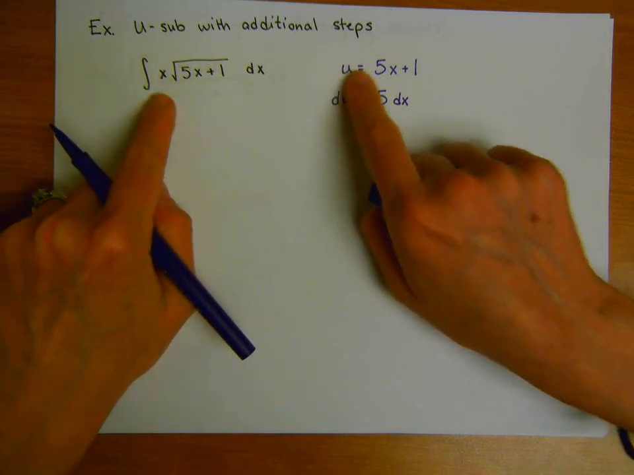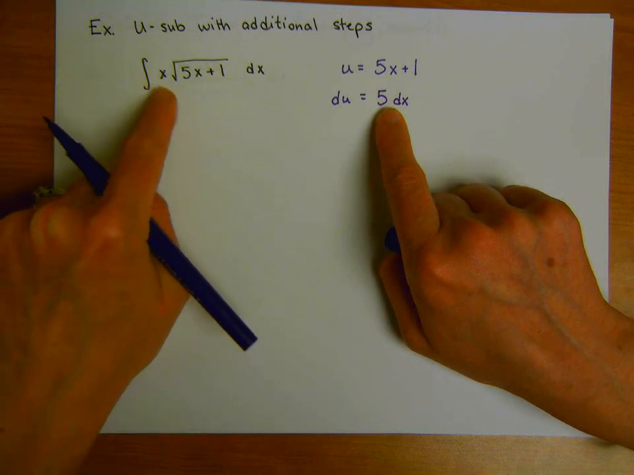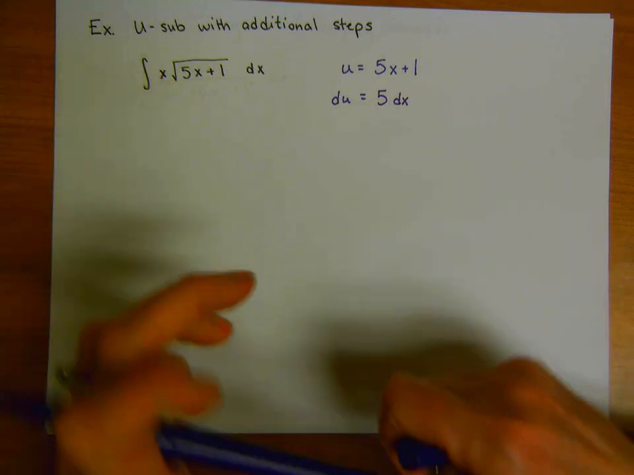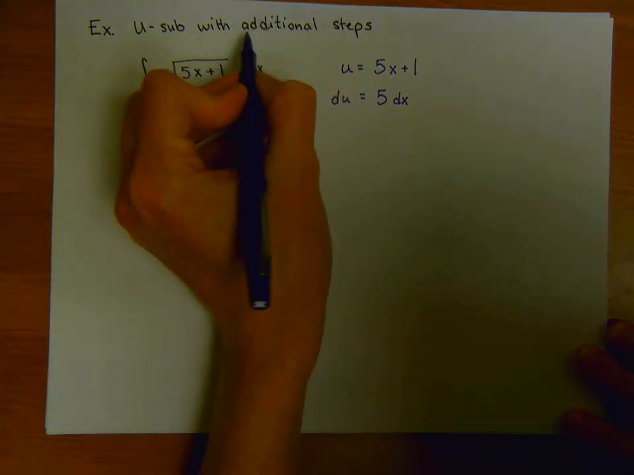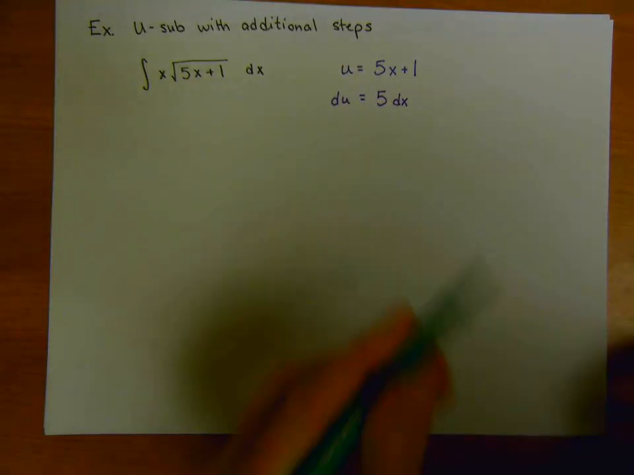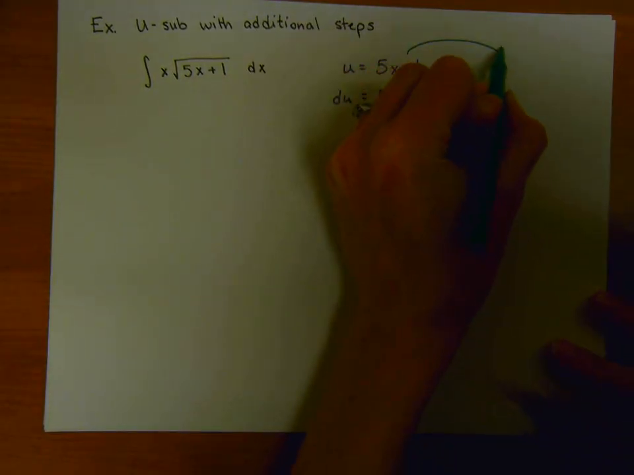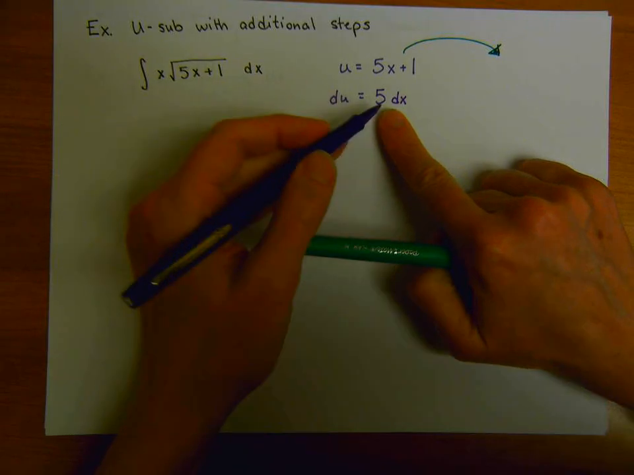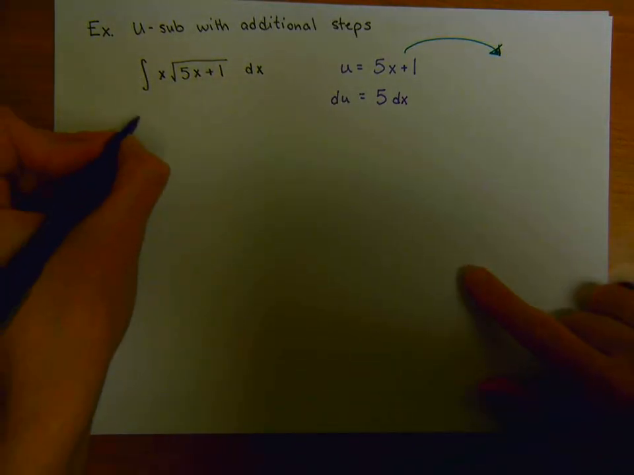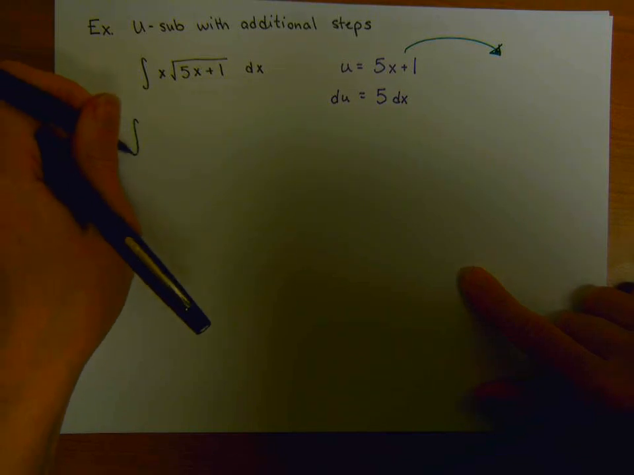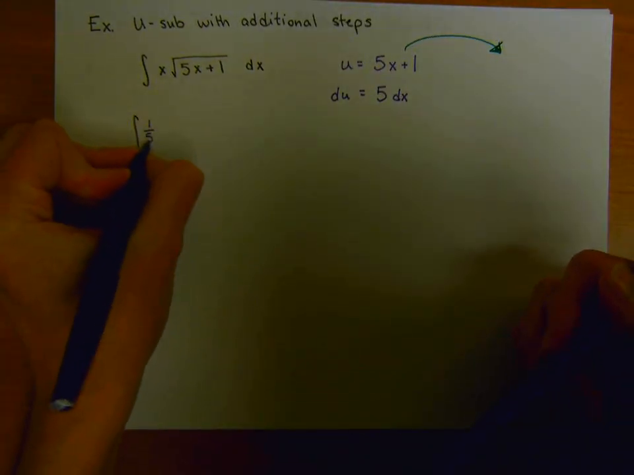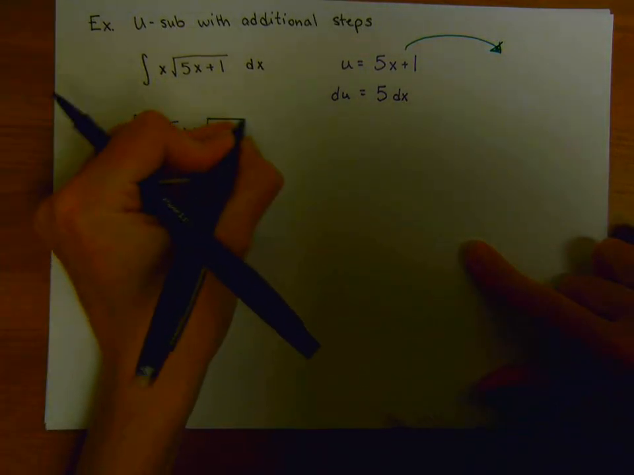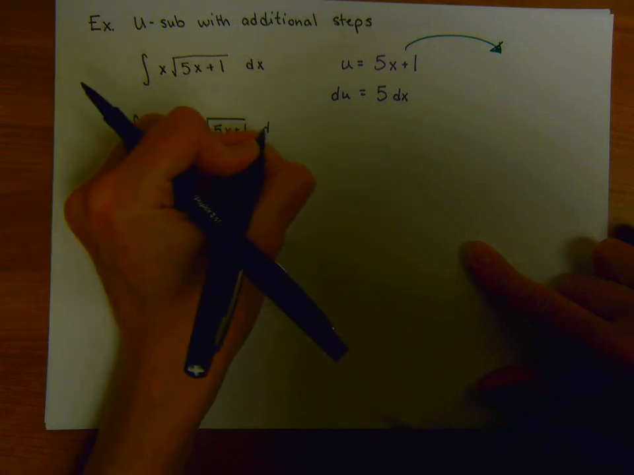It's nice when I have a u and my du takes care of whatever function of x happens to be floating on the outside out here. And in this case, I don't have something to take care of it. So I'm going to need to do some additional steps. And I'll write my additional steps over here in green. Maybe I'll take care of the 5 first. So the 5 we know how to take care of. I can say, aha, this is the same thing as the integral of 1/5 times 5 times x times the square root of 5x plus 1 dx.